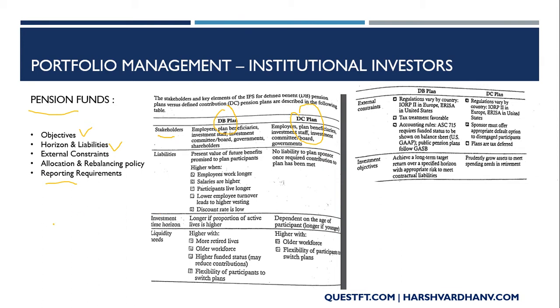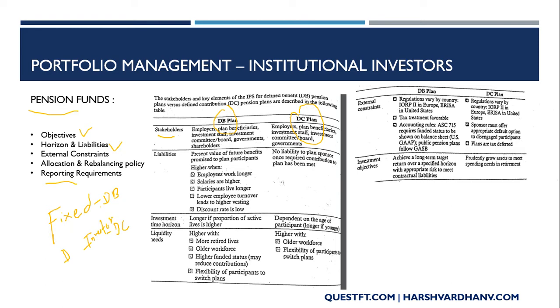We know that in the DB plan, you get a fixed and a confirmed amount on your retirement every month, or say every quarter or every year, depending on what the annuity is. And in the DB plan, the liability is known and the risk is with the fund sponsor. In the DC plan, you contribute to the fund, but the risk is with the investor.